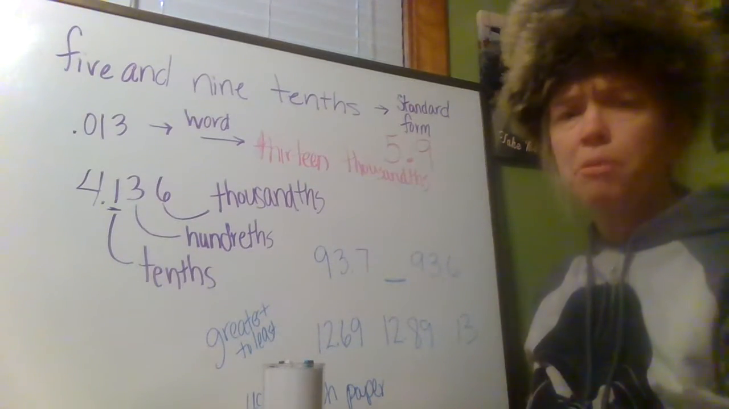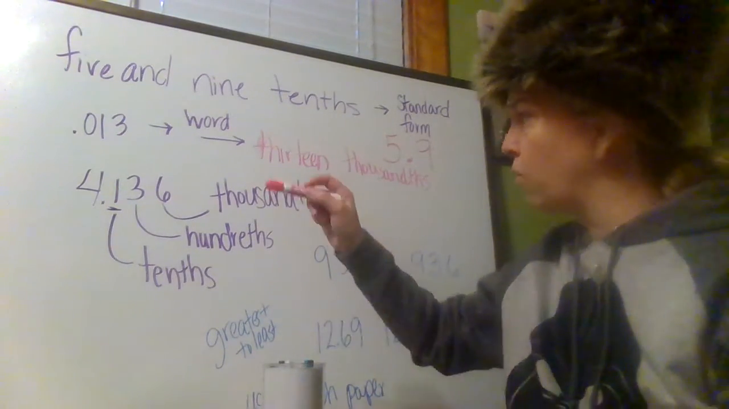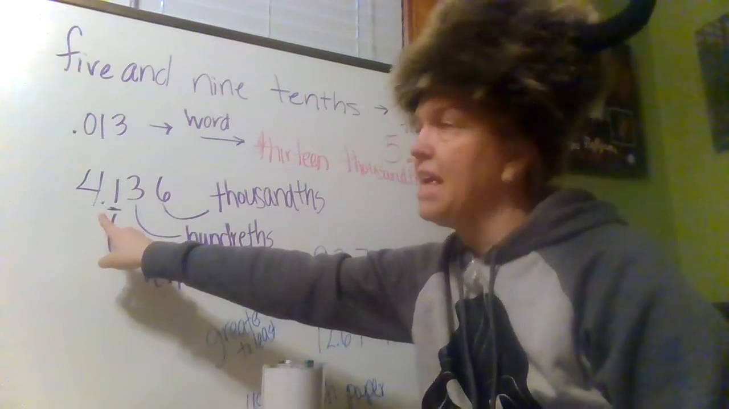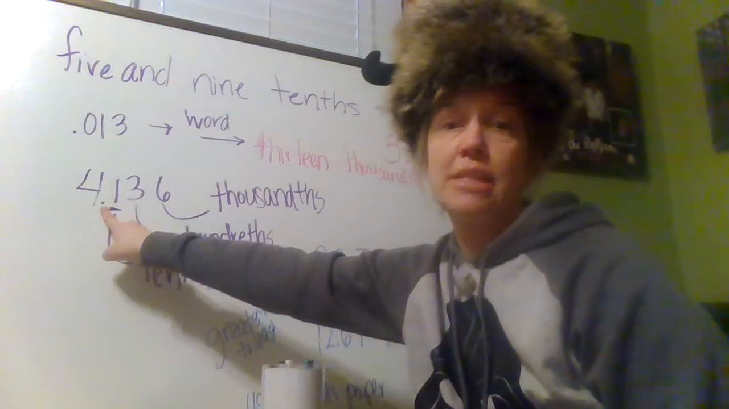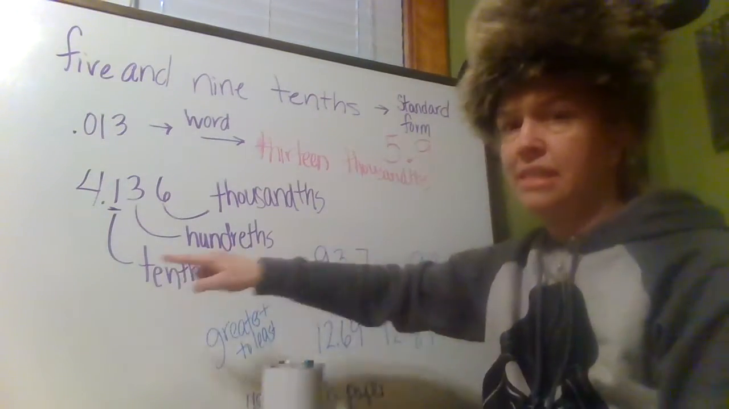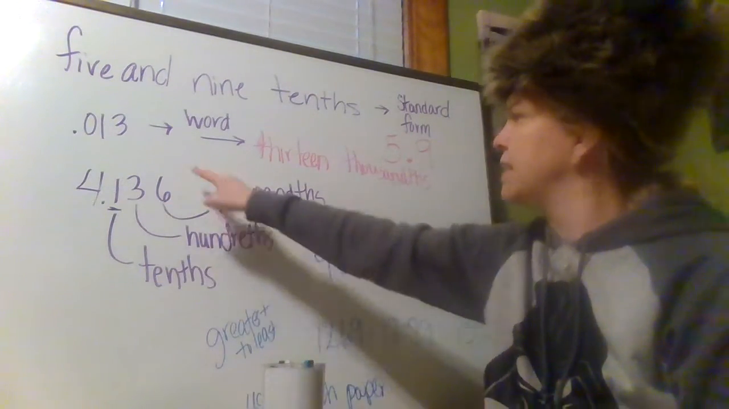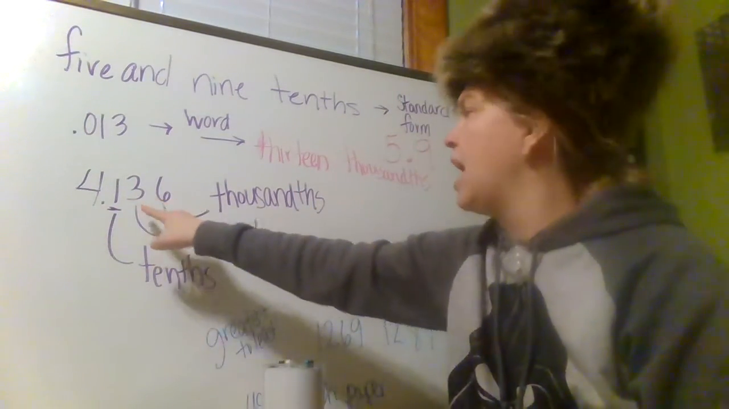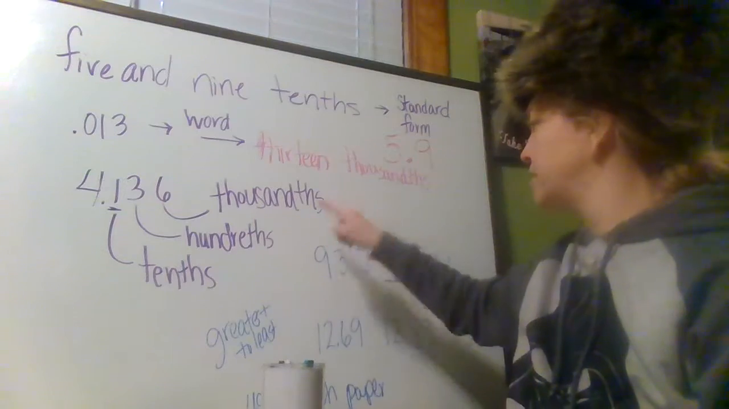Now, let's just kind of remember our place value when we're going from our decimal. This is our ones because it's before that decimal point. And then there's our "and" because that's our decimal point. Then it goes tenths, hundredths, thousandths. Let's say that together. Tenths, hundredths, thousandths.